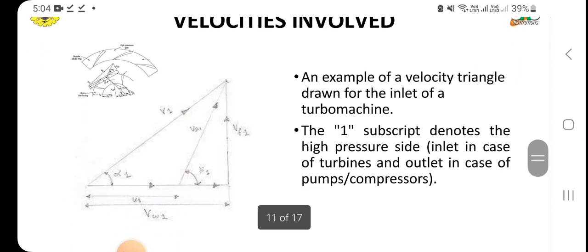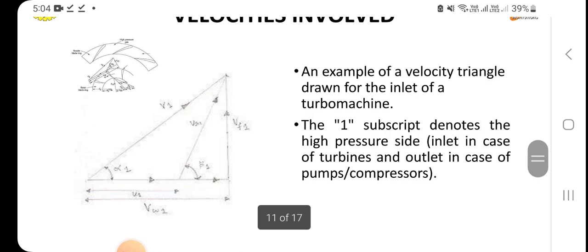So these are the velocities involved. V1, VW1 are the inlet velocities. For example, the subscript 1 denotes the high pressure side: inlet in the case of turbines, outlet in the case of pumps. In turbines, high pressure will be there due to hydraulic energy. In pumps, we transfer the water from low pressure to high head, through high pressure, using a pipe.